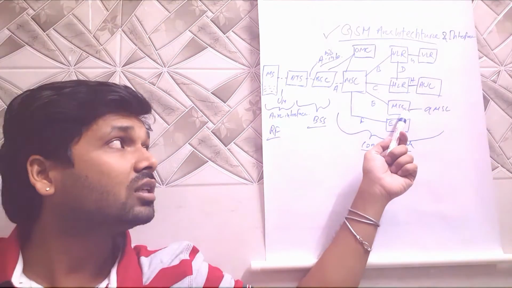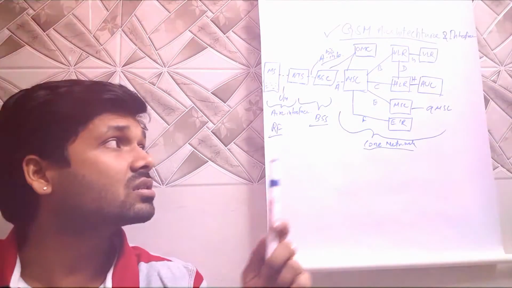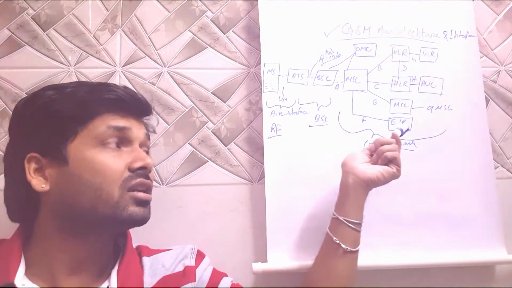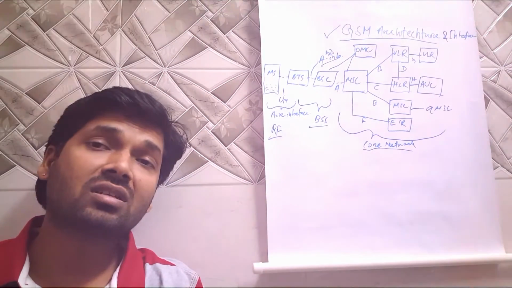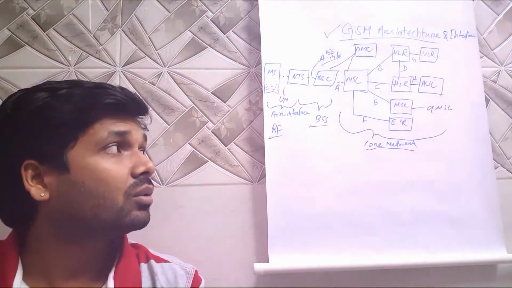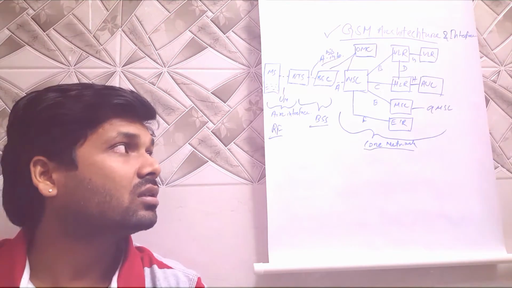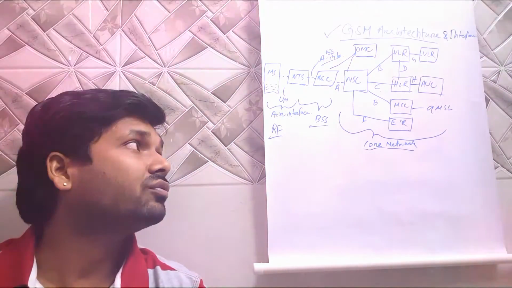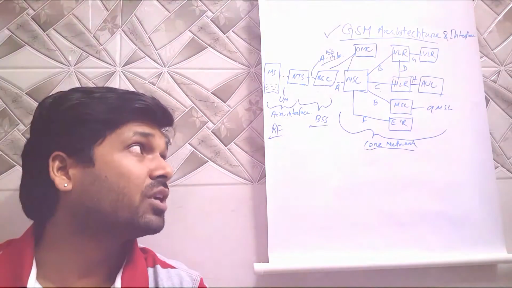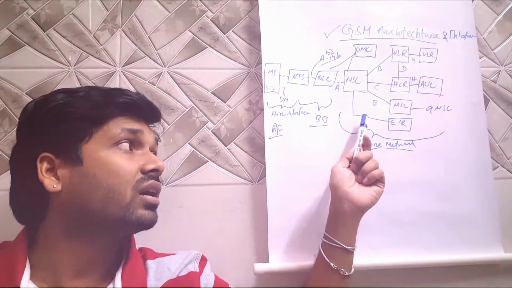We have other MSC connectivity from the parent MSC via the E interface, and the F interface is used between the MSC and the EIR. It is another network element which is integrated within the MSC, called the equipment identity register. It's used for all kinds of equipment information. So the equipment identity register is connected to the MSC via the F interface.